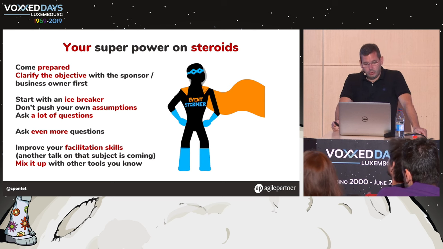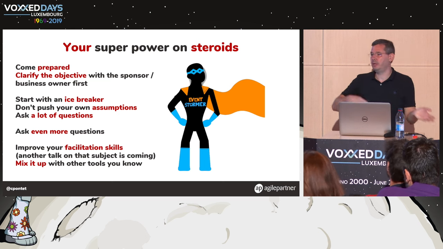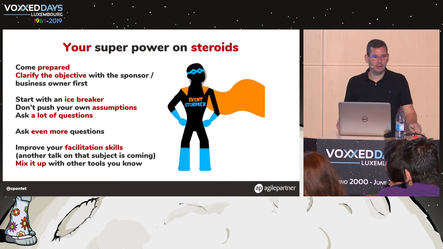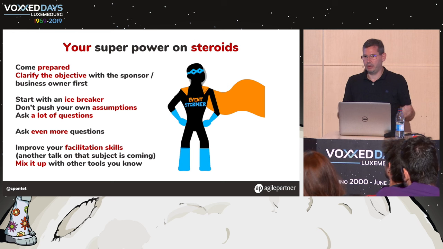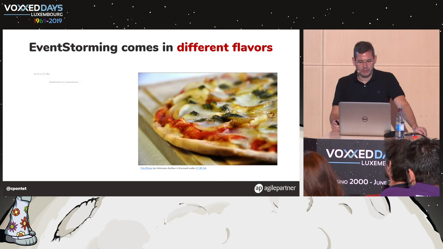And so you should always work on improving your facilitation skills. I'm preparing another talk on that subject, and at some point maybe I will do it here. You never know. And you can also mix EventStorming with other tools like story mapping, impact mapping, whatever other tools you've used in the past. You can really mix them together, and it's a very, very good thing.